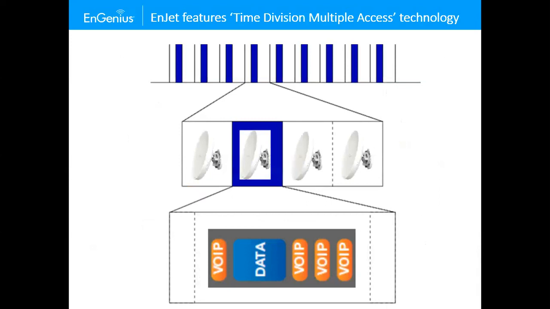From the diagram, you can see each station is assigned a time slot during which it is allowed to transmit. The station then transmits or receives only in its own time slot. So that's the EnJet technology.